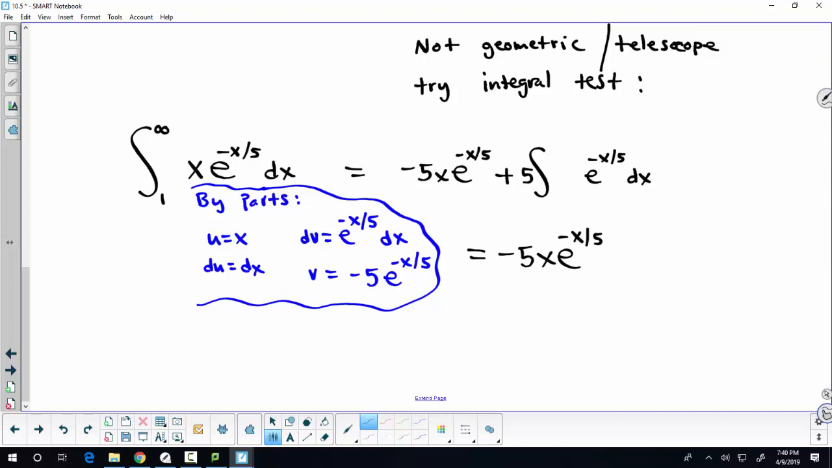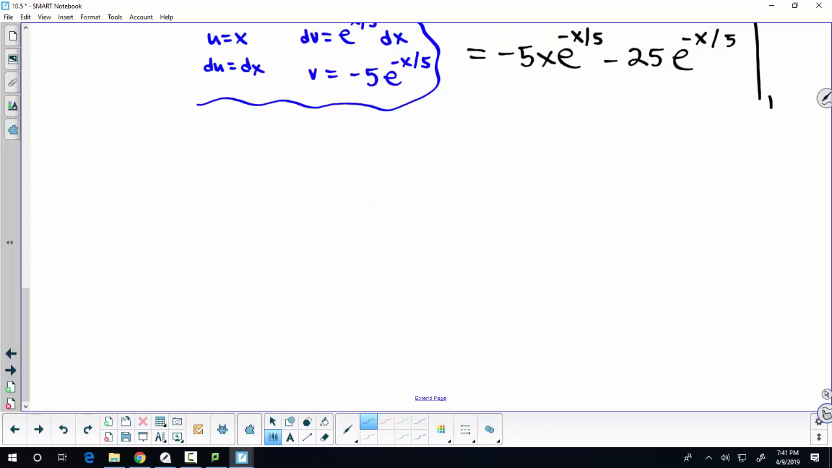So again, integrating this, we get e to the negative x over 5 divided by negative 1/5, so times negative 25. Sorry, we started at 1. If you had the 7 in there, then you would have negative 35, negative 25 times 7. Do y'all have any questions on that? Okay.